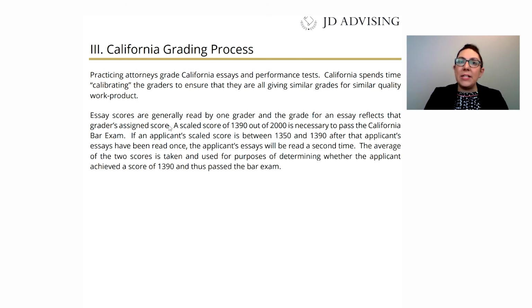They give kind of a built-in appeals period here in California, or review, where if your score is close to passing, if you are between a 1350 and a 1390, what they do is they pull your essays out and they read them again. They want to make sure, if you are super close, that the essay graders were right when they scored your essays. So they'll grade them again, and then they take the average of those two essay scores, and those averages are used to calculate your raw writing score out of 700 points. And then they rescale that written portion of the exam to the MBE portion of the exam.